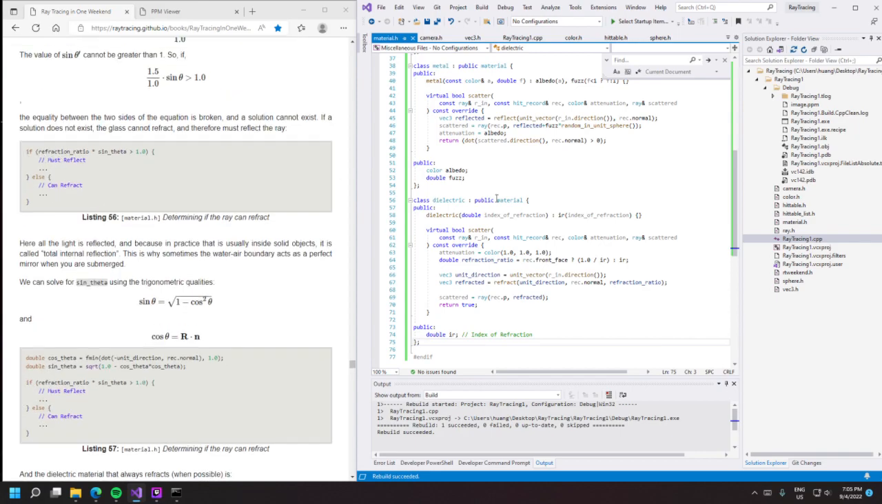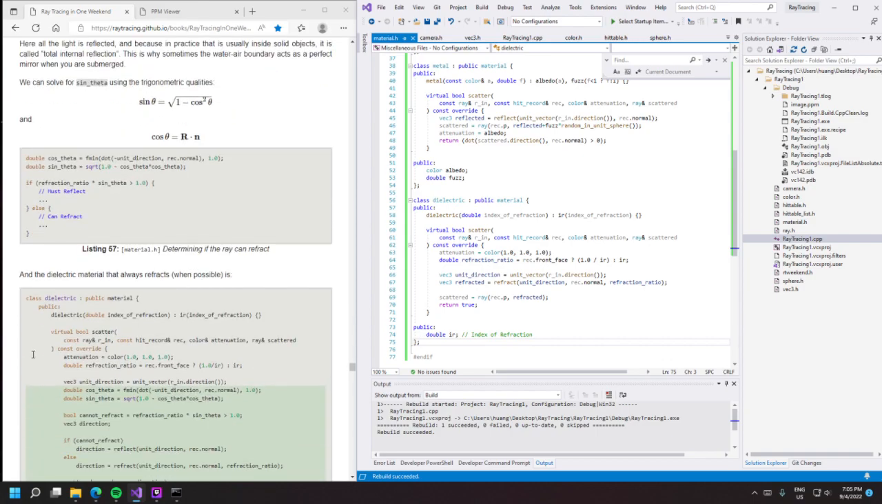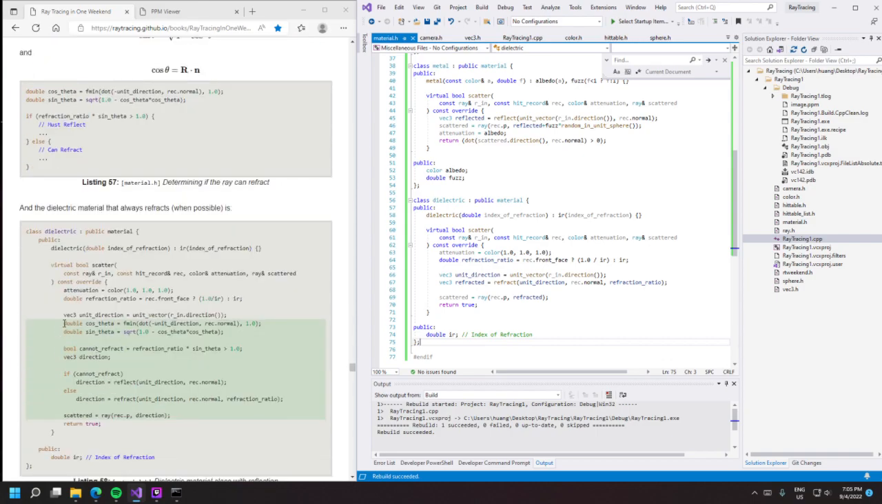Yeah, this is the refraction ratio times that. We can solve for sine theta using the trig quantities. Yes. Why do we need to calculate it there? That's a part that I may not be understanding.